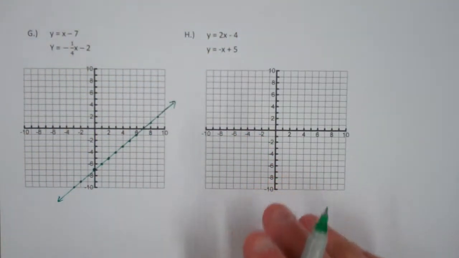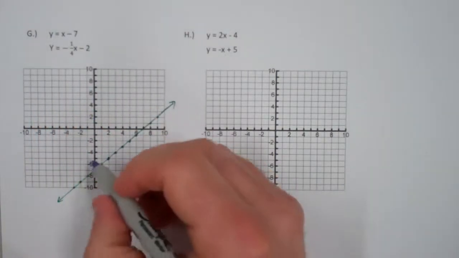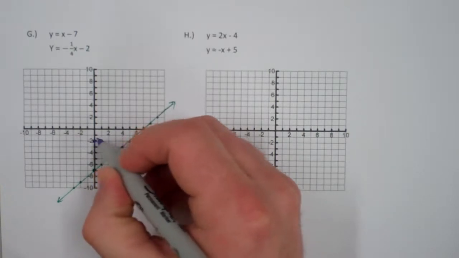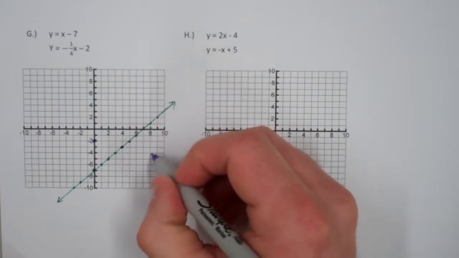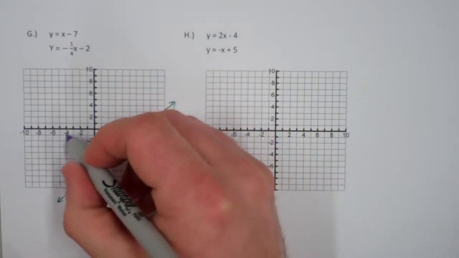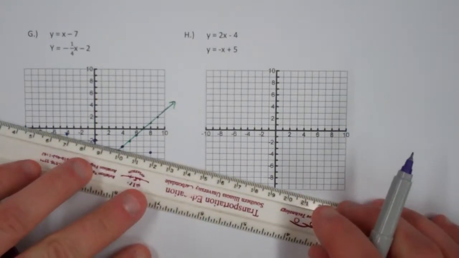There it is. And then we'll try to do the same thing with the next one here. y is equal to negative 1/4 x minus 2. So there's your y-intercept. Your slope is negative 1/4, so that's down 1, right 4, down 1, right 4, or up 1, left 4. And we could continue, but we already have found that intersection point.